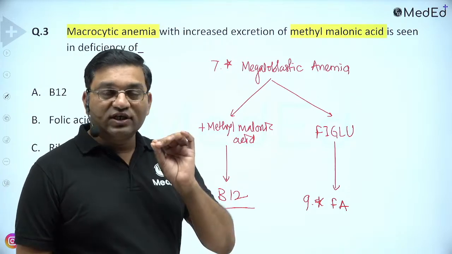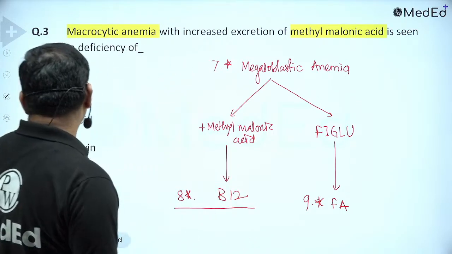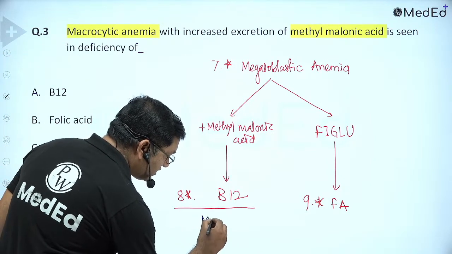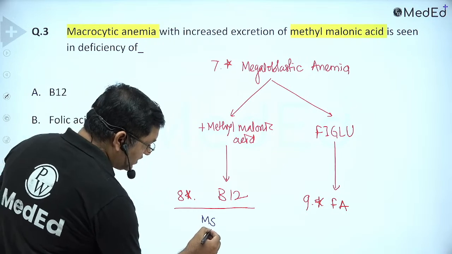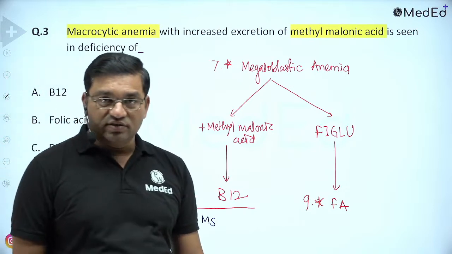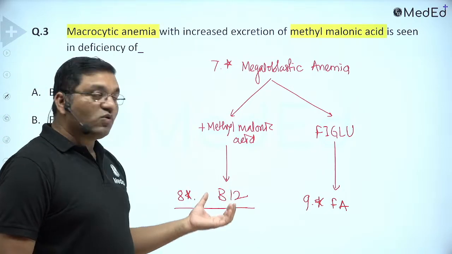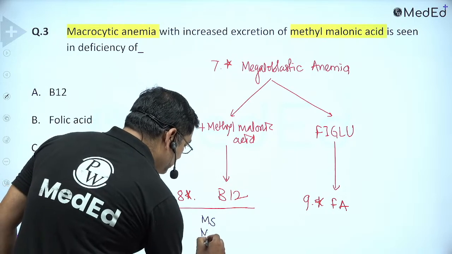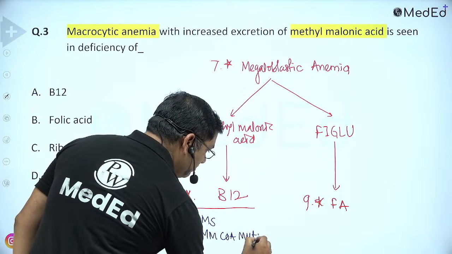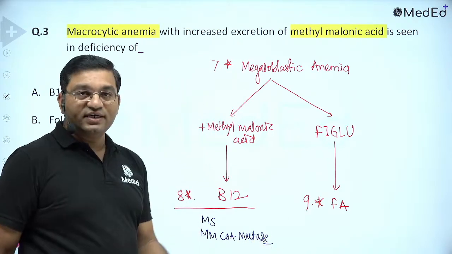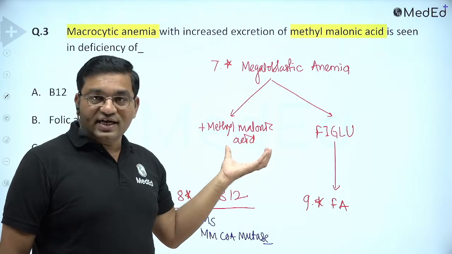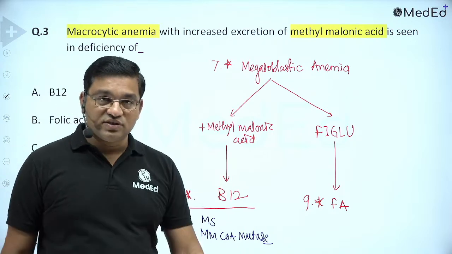There are 2 important reactions catalyzed by B12. Which are the 2 important reactions catalyzed by B12? One is the methionine synthase reaction, and the second one is the methylmalonyl CoA mutase reaction. Whenever there is a block in the methylmalonyl CoA mutase reaction, methylmalonic acid is elevated and excreted in the urine. So elevated methylmalonic acid is there whenever there is B12 deficiency.